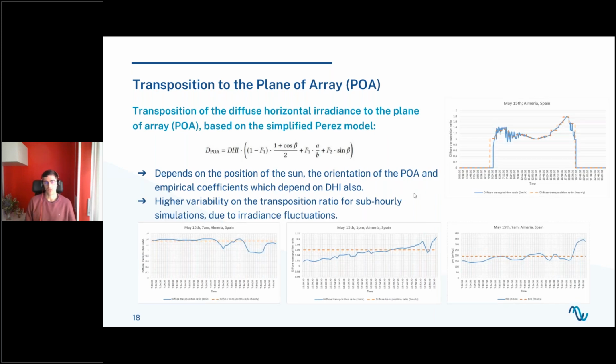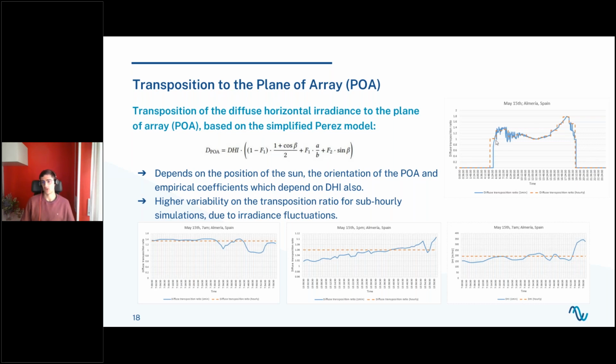If we continue with the diffuse component of the irradiance, we can see now that we use the simplified Perez model to do this calculation, to go from horizontal irradiance to irradiance at the plane of array. And now we have a more complicated formula where this factor does not only depend on the position of the sun and on the orientation of the plane of array, but also on some empirical coefficients, which depend also on the value that we have for the diffuse horizontal irradiance.